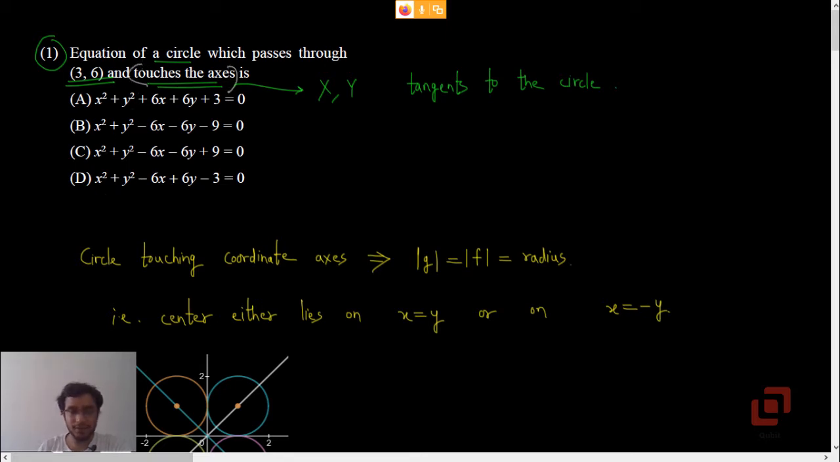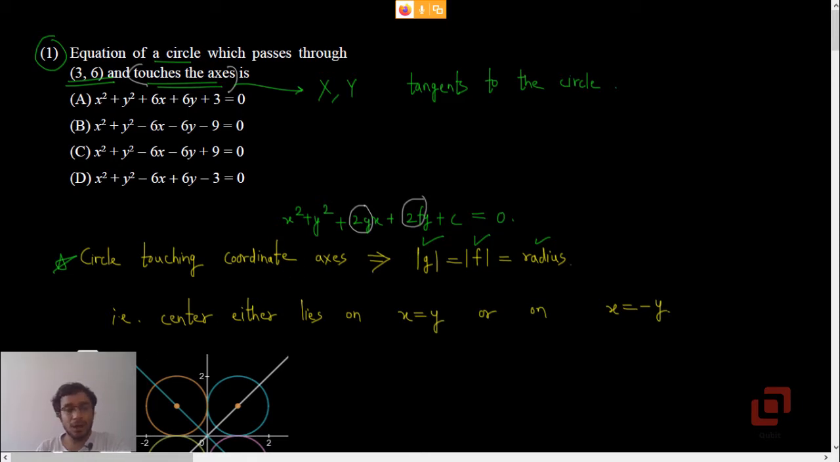Touches the axis. Okay. If the circle touches both the coordinate axes, it implies that the modulus of g is equal to modulus of f equal to the radius of the circle. And what are g and f? If the equation of the circle is in the form x squared plus y squared plus 2gx plus 2fy plus c equal to 0, then 2g is the coefficient of x and 2f is the coefficient of y.